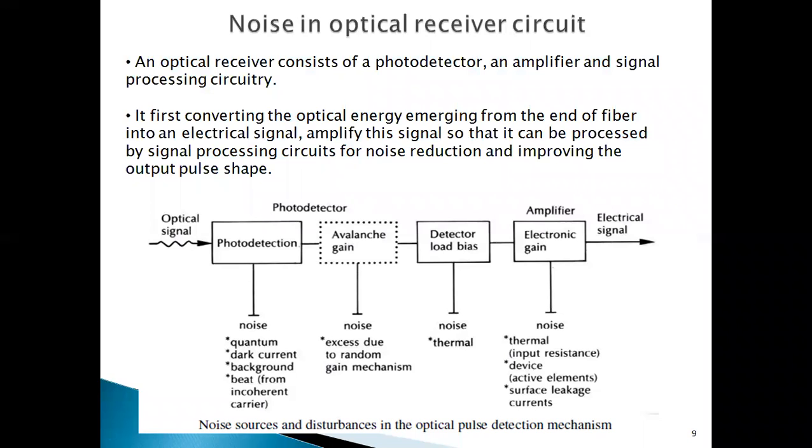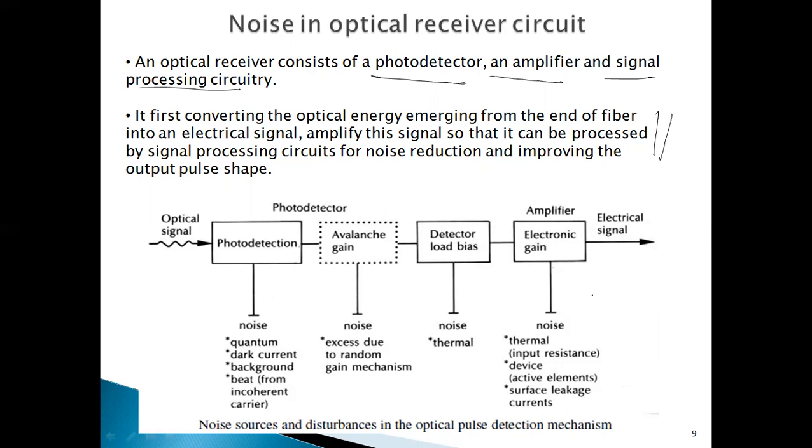This, to be exact, is the noise in the optical receiver circuit. We know that the receiver consists of photodetectors, the photodiode, the amplifier, and also the signal processing circuit. It first converts the optical energy emerging from the end of the fiber into an electrical signal, which is amplified so that it can be processed by the signal processing circuit for noise reduction and improving the output pulse shape. So this is the optical receiver circuit, and we are interested in this diagram.